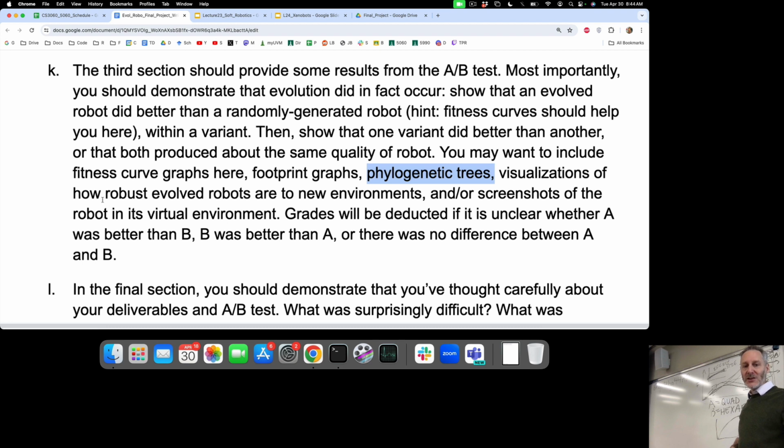Okay, visualizations of how robots evolved in one environment do when they're exposed to new environments. Some of you are evolving your robots over flat ground and then transferring them into an environment in which there are obstacles on the ground or there's rugged terrain. How would you visualize that? How would you visualize robustness? How well or how poorly do robots evolved in one environment do when they're exposed to a new unseen environment? Okay. And because we're roboticists, we love to see cool screenshots of your robots, what they look like, how they move, also fine.